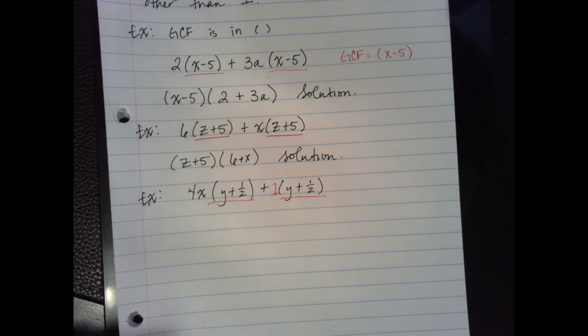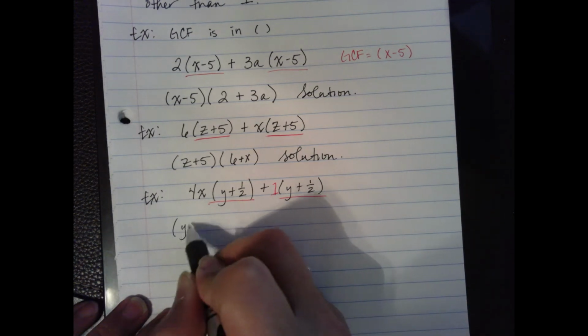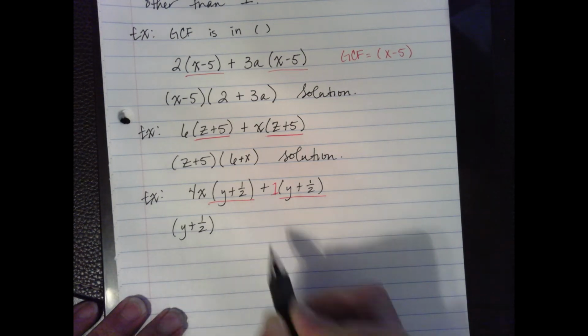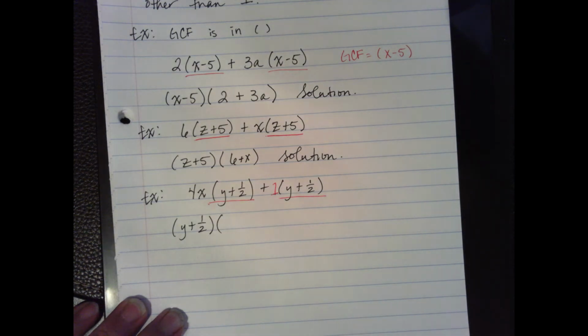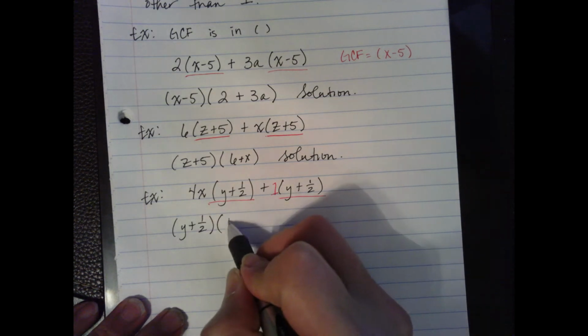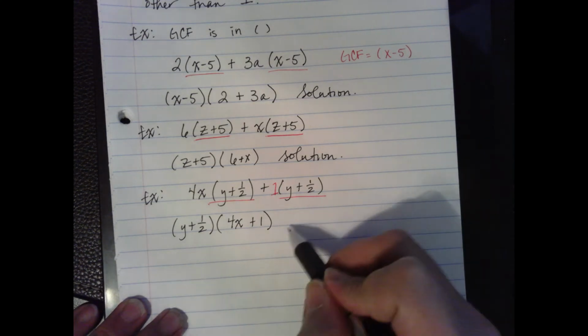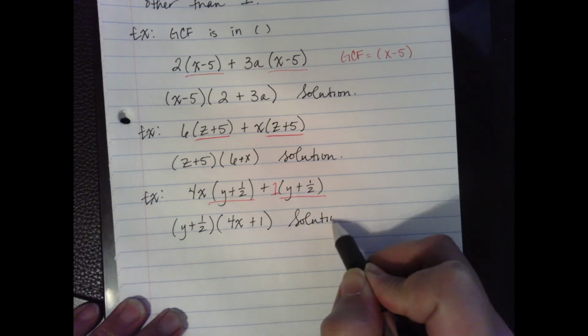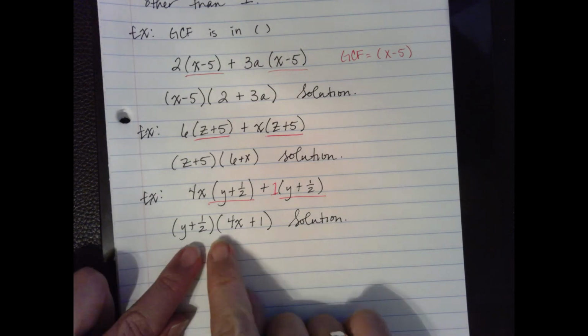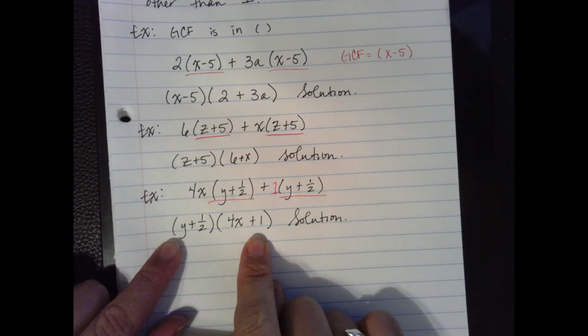So now I can pull my GCF out front. That'd be y plus 1 half. Open up a set of parentheses, and inside I have 4x plus 1. This is my solution. Notice my solution is always ending up as multiplication.